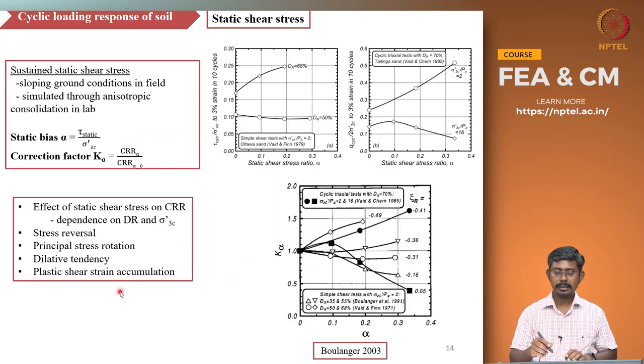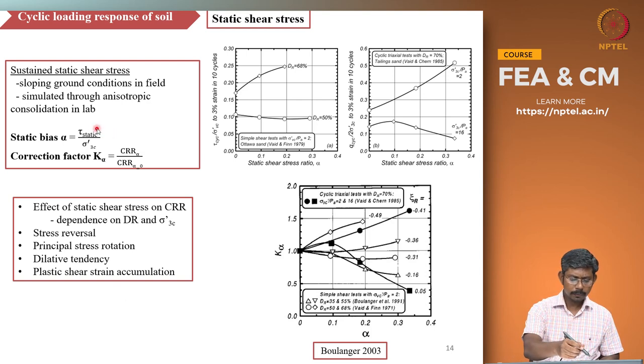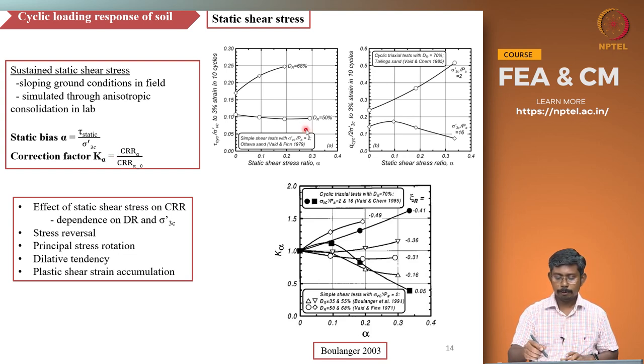Apart from relative density and confining stress, the other prominent factor is the static shear stress. The influence of this particular parameter is very much dominant in the case of sloping soils. So static bias is defined as the ratio of static shear stress to initial vertical effective stress or confining stress. This also has a prominent influence on the cyclic resistance, as is apparent from the plot over here. This plot is the static shear stress ratio alpha versus the CRR, cyclic resistance ratio. It varies with respect to relative density. For a 50% relative density, there is not much of an effect of static shear stress on CRR. But in the case of 68% relative density, the CRR increases with alpha.